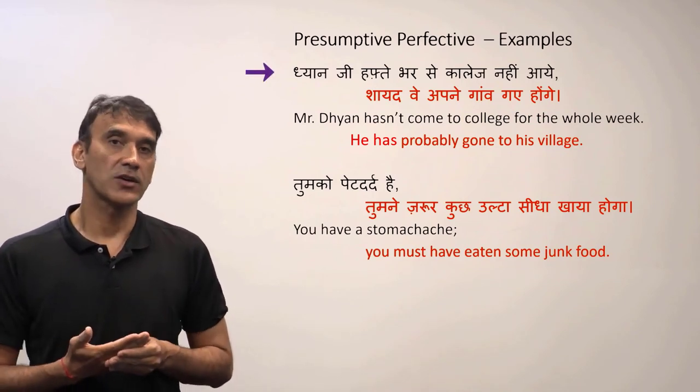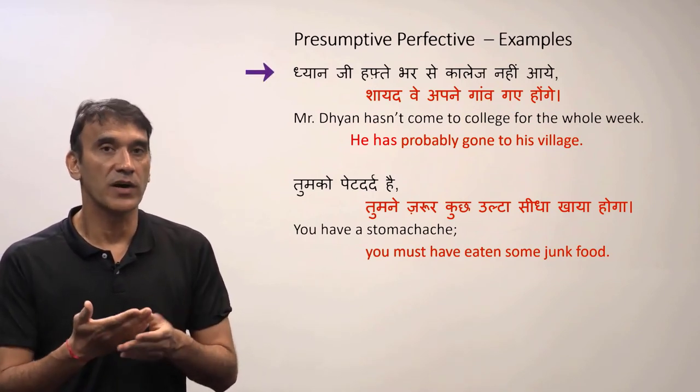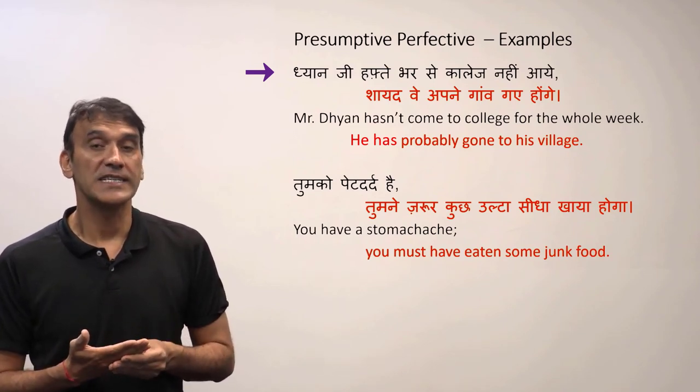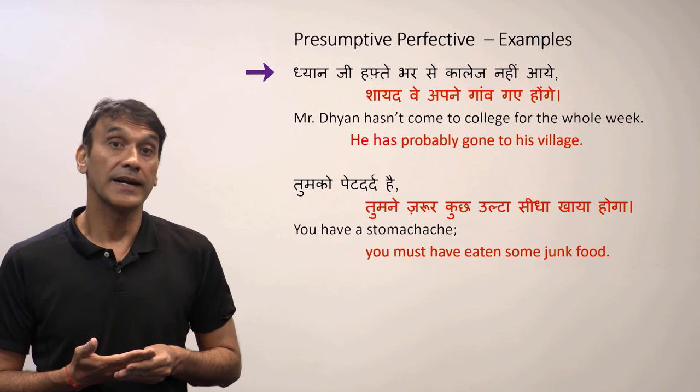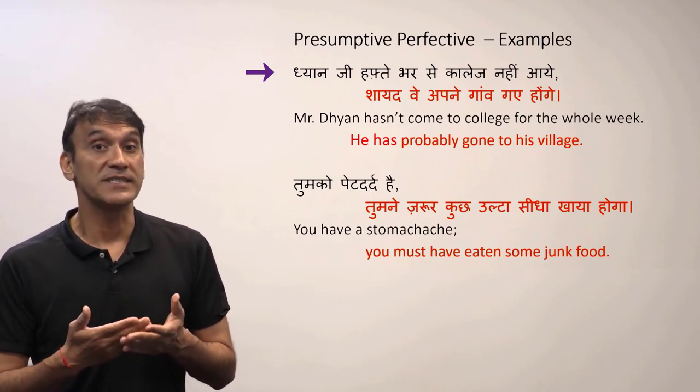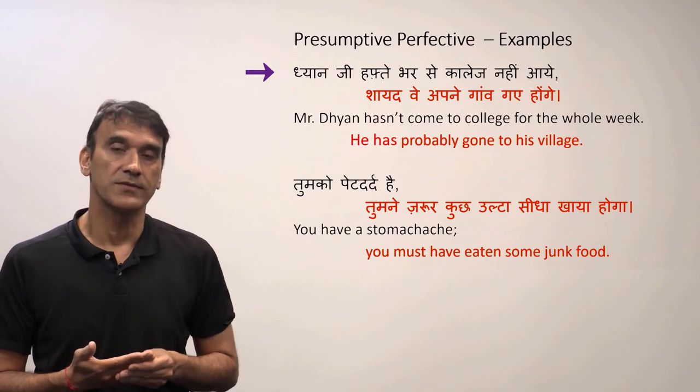Dhyan ji hafte bhar se college nahi aaye, shayad ve apne gaon gaye honge. Mr. Dhyan hasn't come to the college for a week. He has probably gone to his village. Again, the speaker does not know why Mr. Dhyan has not come to the college, but he is presuming that Mr. Dhyan has gone to his village.